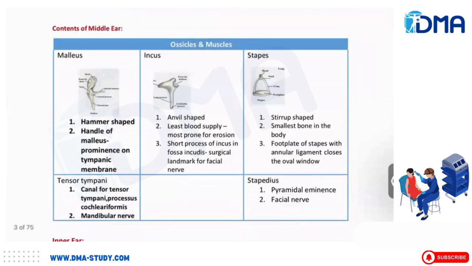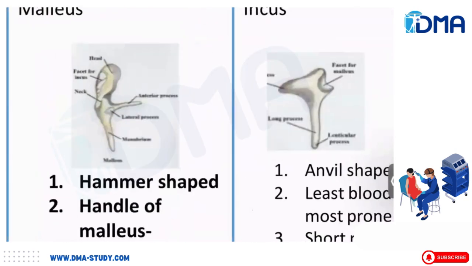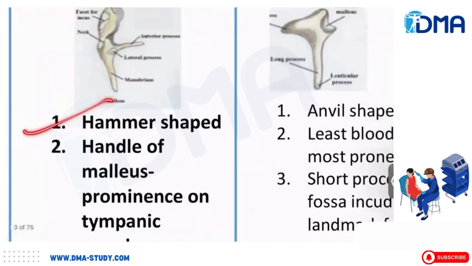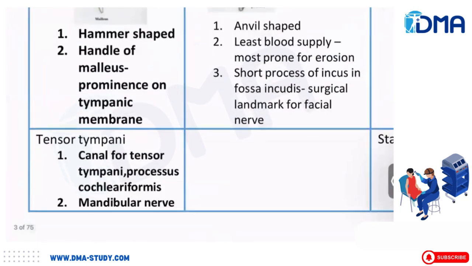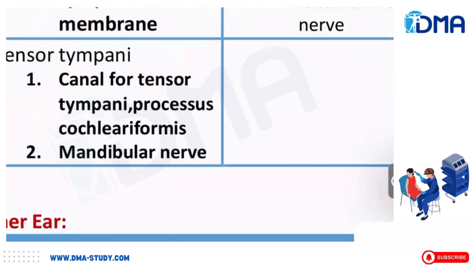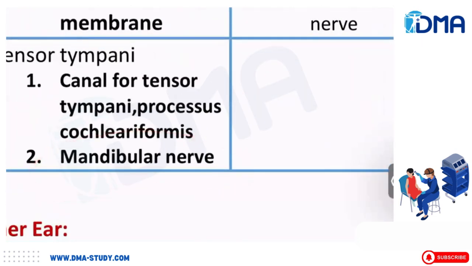Let's get into the contents of the middle ear. See, I have shown you the malleus already. This is the malleus, which is hammer shaped. Handle of malleus forms the prominence of the tympanic membrane. The tensor tympani is the muscle which gets attached to the malleus. It has a nerve supply of the mandibular nerve, which is the nerve of the first pharyngeal arch.